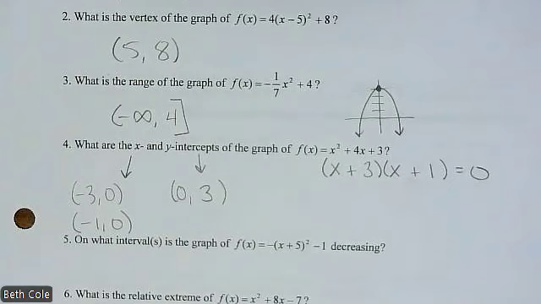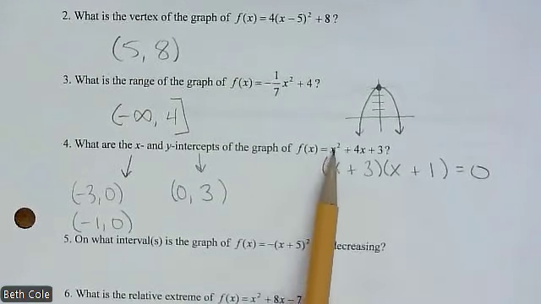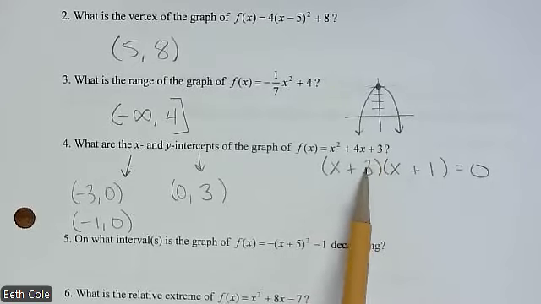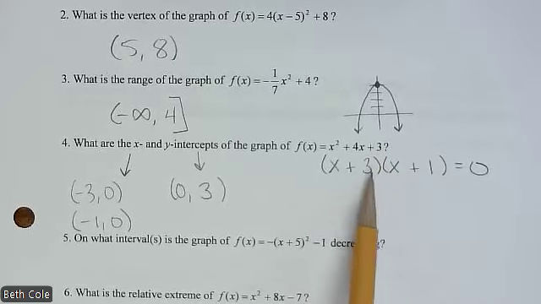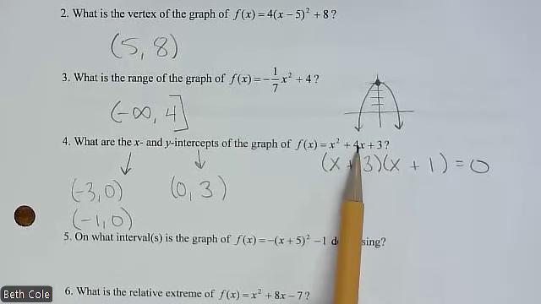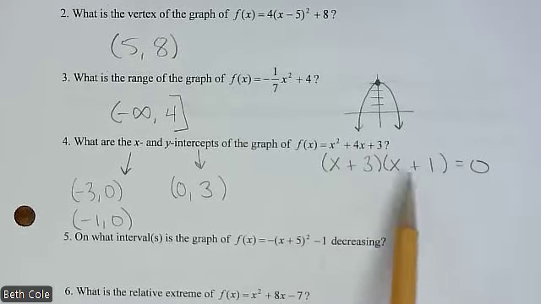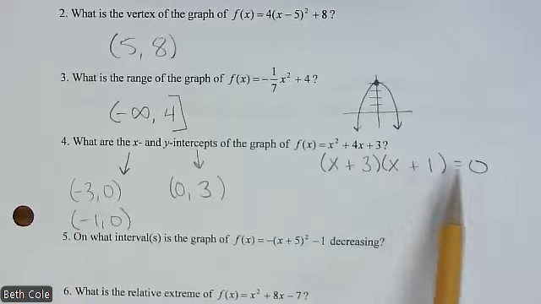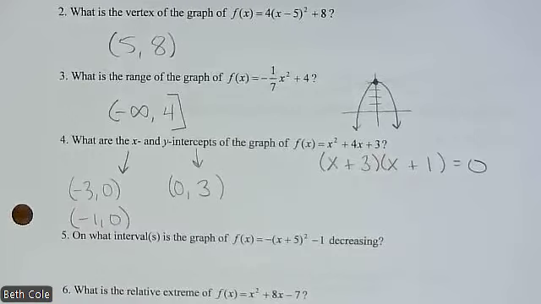Question? Yeah, go ahead. I don't understand how you do the factoring. So the x squared splits into x times x. The 3 splits into 3 times 1. The reason they're both plus is 3 plus 1 gives you 4 in the middle. And then when you set them both equal to 0, if you set x plus 3 equal to 0, you get -3. If you set x plus 1 equal to 0, you get -1.